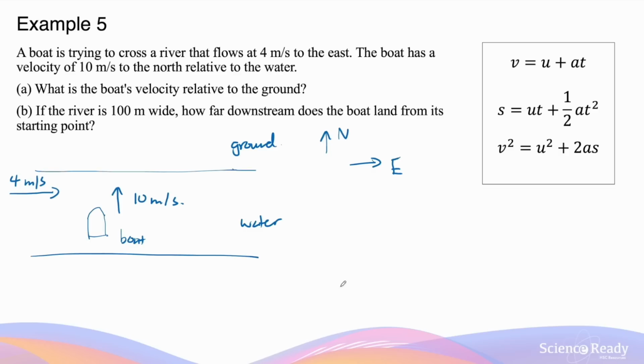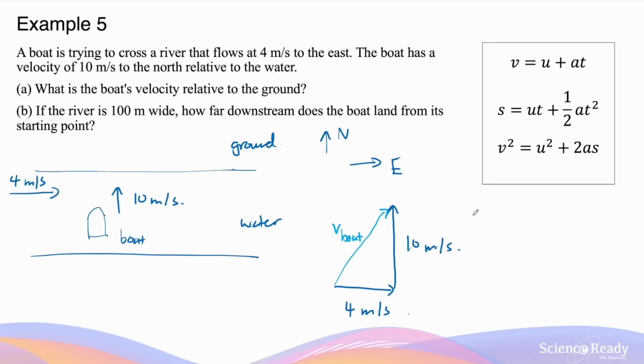To work out the net velocity, we need to use our vector diagrams. So we have the velocity of 4 meters per second to the east due to the river, and we'll also have the velocity of the boat relative to the water going north at 10 meters per second. We join the tail of one vector to the head of the other, and the resultant vector is the hypotenuse of this right angle triangle. This will be the velocity of the boat relative to the ground.